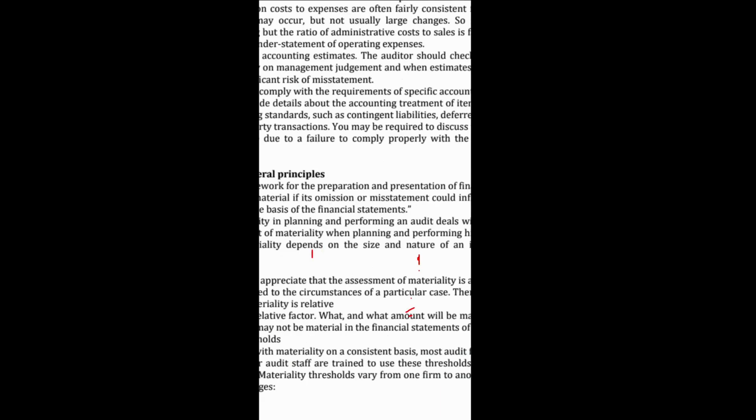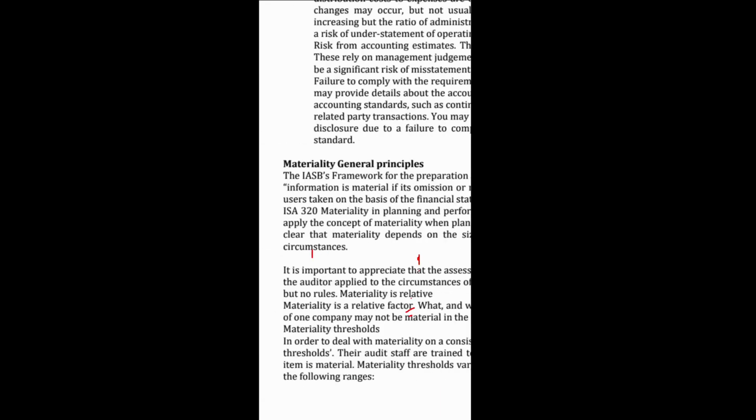which is materiality. There are three things you need to consider when you are drawing up your audit plan. The first one is audit risk, which I just finished explaining. The second one is called materiality. Now, what is materiality? It's contained in ISA 320 that explains materiality.